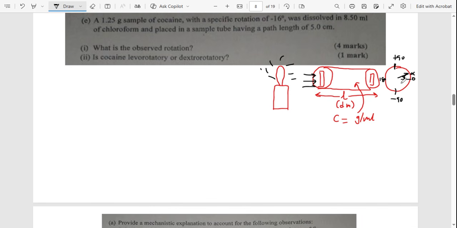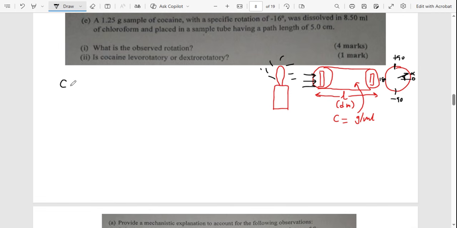But of course, for different compounds, they have got a specific rotation. That is the rotation that we expect that compound to have, if it is pure. Because if a compound is not pure, the rotation that you are going to have is going to be different from the expected rotation, the observed rotation. Okay? So the first thing that you want to do is you need to calculate the concentration of the solution.